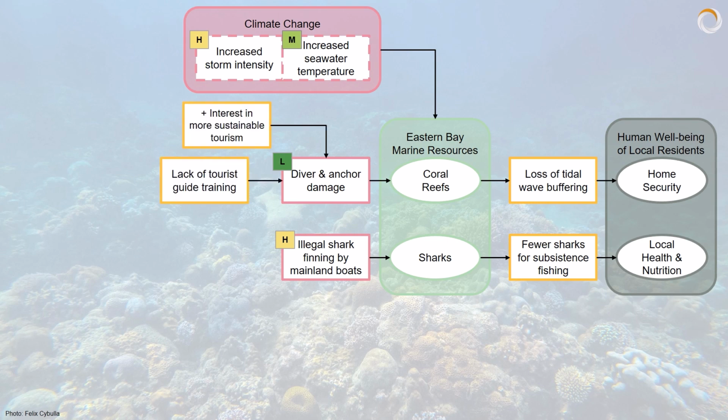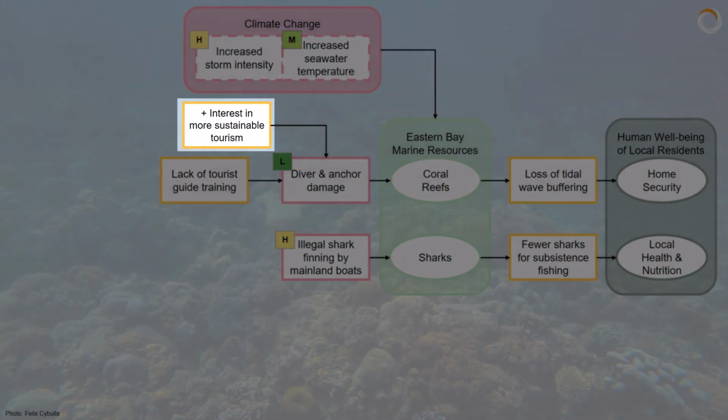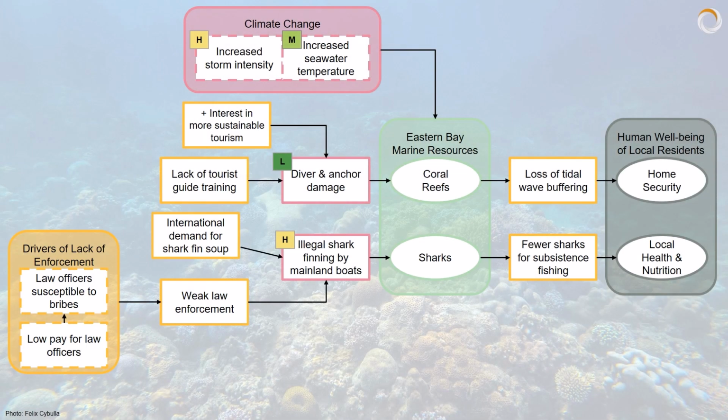The team can then start to think about contributing factors, also known as drivers. They may be indirect threats like this one here, or opportunities like this one here, which are indicated by the little plus sign. Finally, here are some contributing factors driving illegal shark finning by mainland boats, and a note the team made about an uncertainty they had with this model.